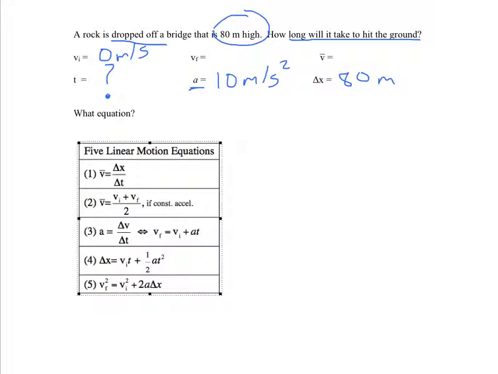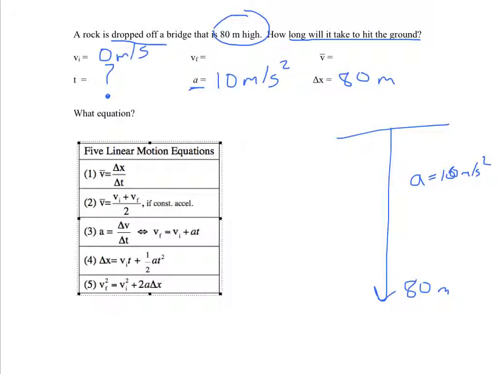One question you might have is, well, is this negative or positive? Well, if we think we're up on the bridge and we're going to drop it down and it's going to be 80 meters, we're going to call the ground 80 meters away and it's going in one direction, it's a lot easier just to say all the numbers are positive. So it's okay if the object's falling to say the acceleration is 10 meters per second squared downward. We don't have to worry about positive versus negative here. So that makes things easier.